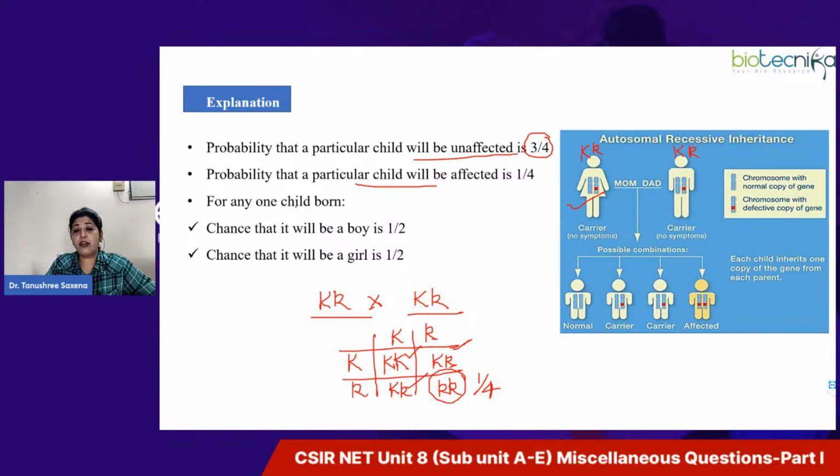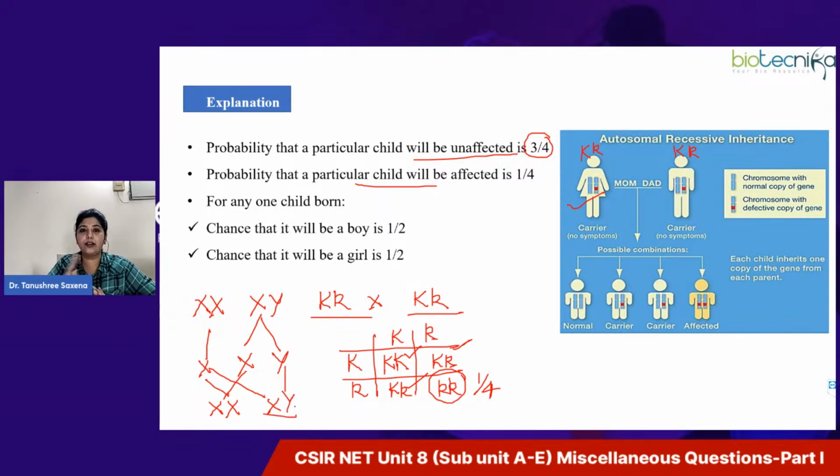But what is the probability of getting a girl child? You know that the female can contribute only an X chromosome, but a male can contribute X or Y. If both parents contribute X, the child will be female. But if the mother contributes X and the father contributes Y, it is a male child. So the probability of getting a male or a girl child is 50-50, that is, half, right? Now you have the probability of unaffected and also the probability of a girl child.